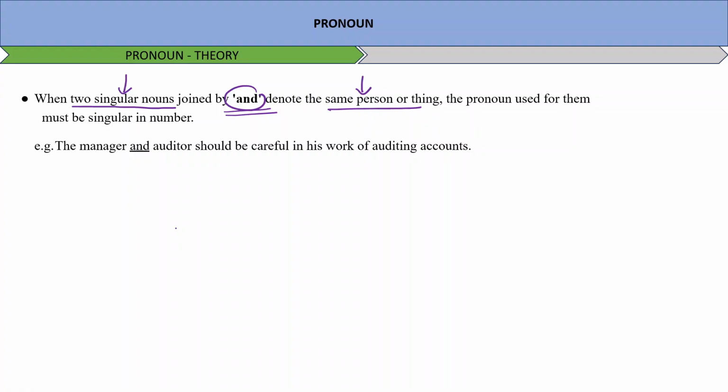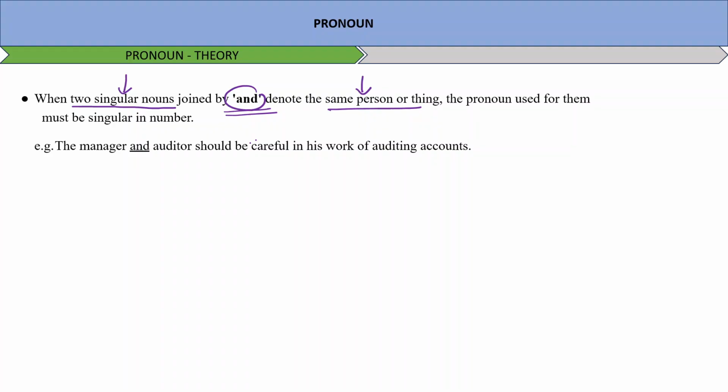How will you know this? How will you know that they are denoting the same person? You know this with the help of article the. Article the is particularizing the subject. See, article the is only used with manager and not with the auditor.